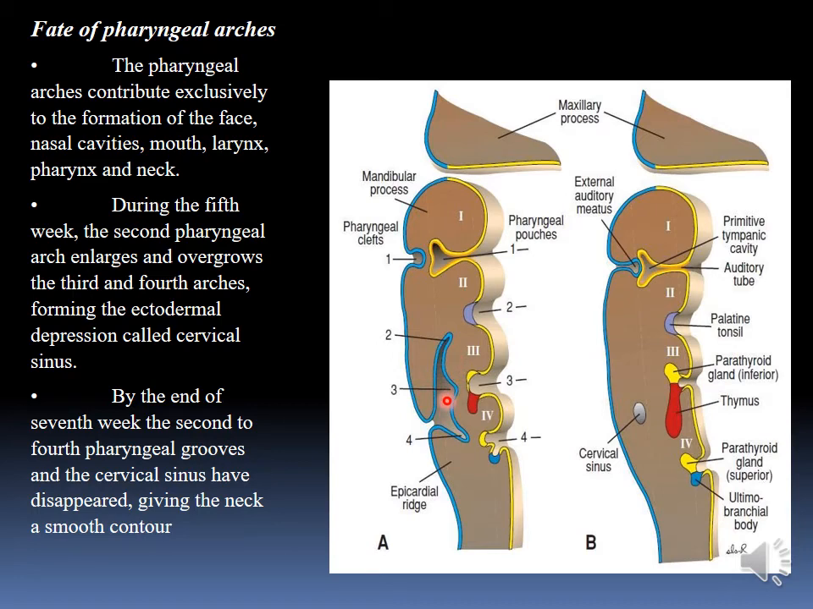By the end of the seventh week, the second to fourth pharyngeal grooves and the cervical sinus will have disappeared, giving the neck a smooth contour, as you can see here. This is the cervical sinus at the beginning. It forms due to the overgrowth of the second pharyngeal arch, which covers the second, third, and fourth pharyngeal clefts, forming the cervical sinus. At the end of the seventh week, all these will disappear, giving a smooth contour with the disappearance of this sinus.